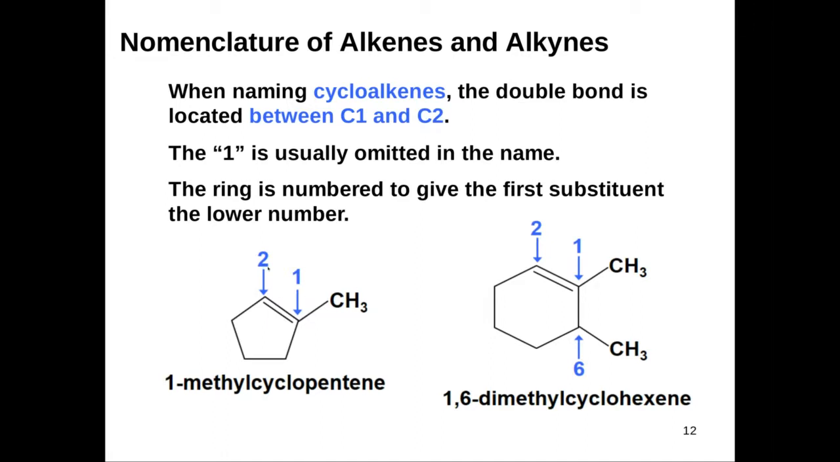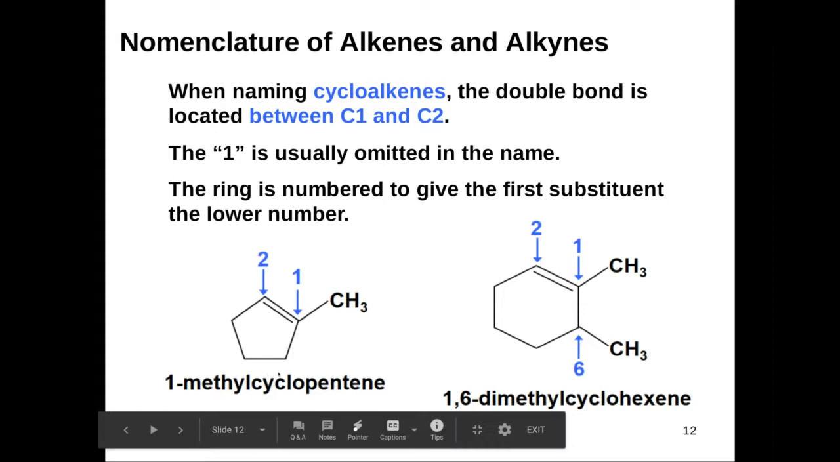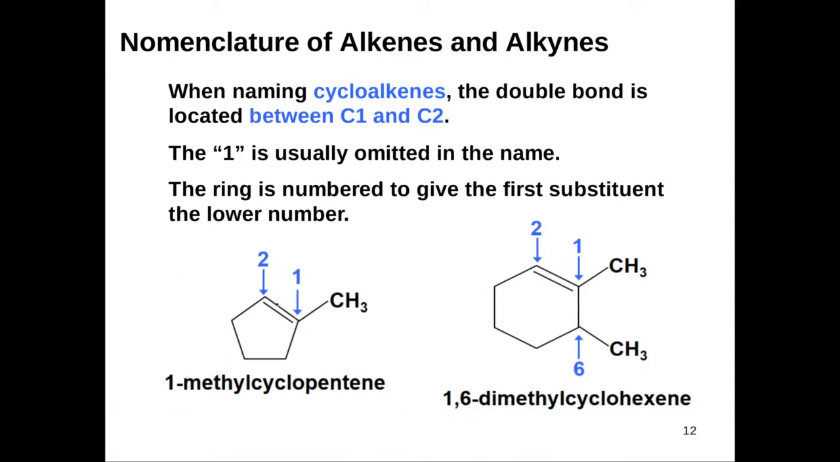So when we look at this first one, it's a ring, so it's cyclo, right? So that's the cyclo part. Pent, 1, 2, 3, 4, 5 carbons, so that's the 5 carbon pent. And then we have ene. That tells us that it's an alkene, right? It has that double bond. Now, that double bond always is in the lowest number.